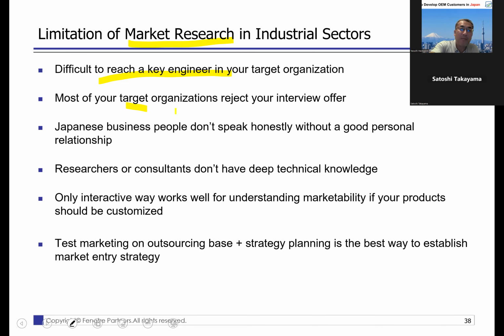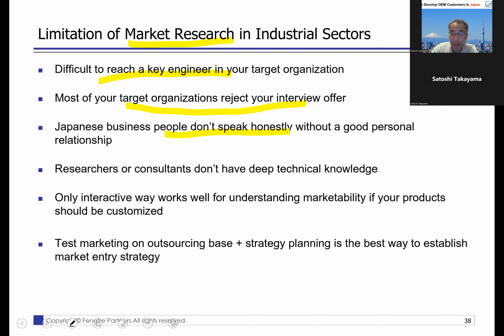And most of them reject your interview offer because our culture is super conservative, cautious. They usually say we cannot speak such confidential things to a consultant or a researcher. Even if you can have an appointment, usually they don't speak honestly, so you cannot get the real information.